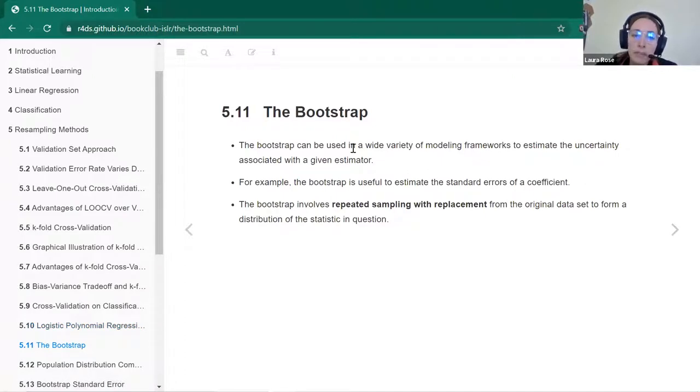So now we're moving on to 5.2, Bootstrap. Bootstrap can be used in a wide variety of modeling frameworks. You can, for example, estimate the uncertainty associated with a given estimator. So you can estimate the standard errors of a coefficient, useful for parametric and non-parametric methods. The idea of a bootstrap is basically repeated sampling with replacement from the original data set, so you can form a distribution of the statistic in question.